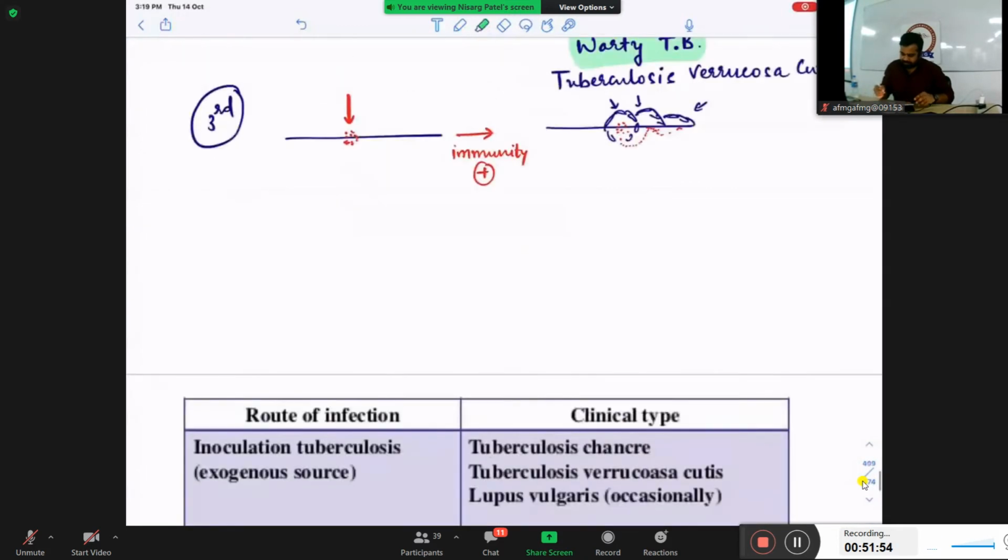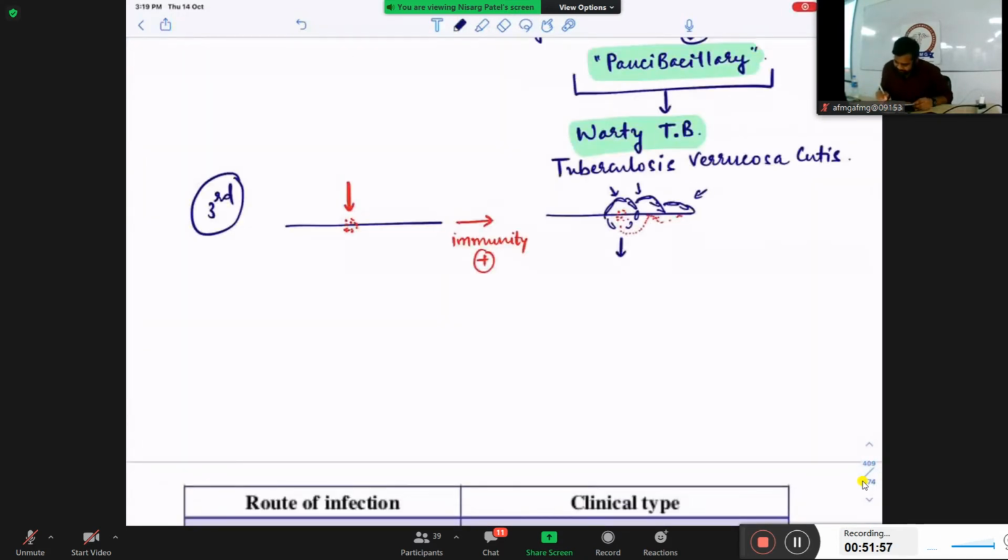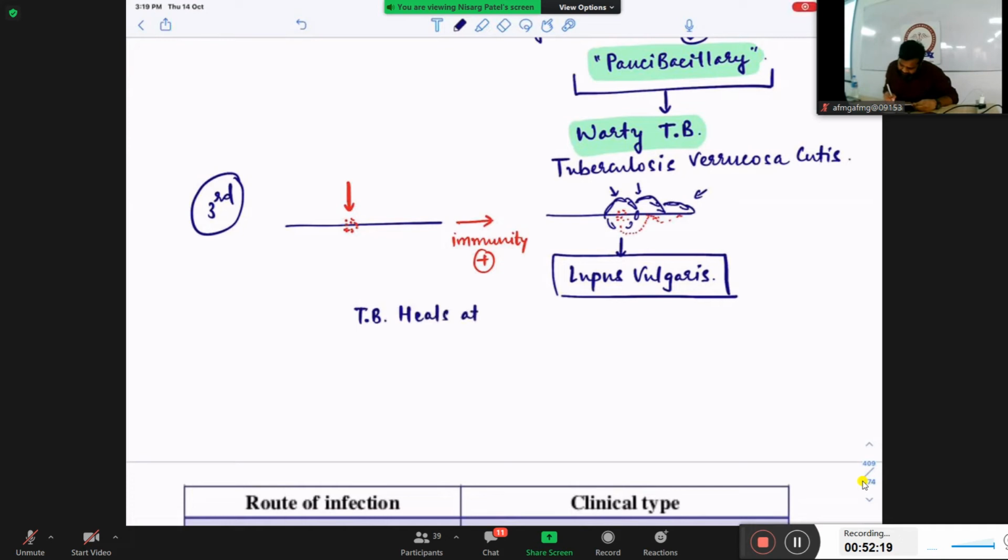So हम लिखेंगे this type of escaping is known as lupus vulgaris. So what is the peculiarity? TB tries to heal at one end and then spreads hematogenously.